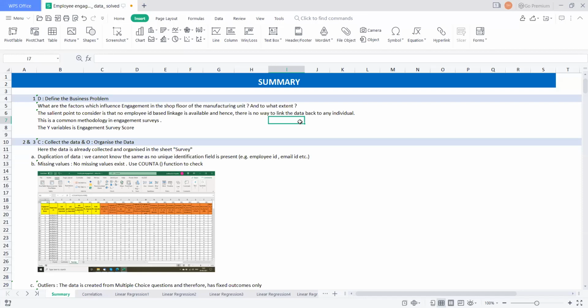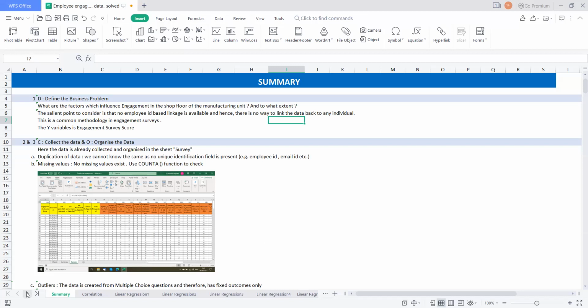So the business problem was pretty simple. Which are the factors that influence the engagement on the shop floor of a manufacturing unit, and to what extent? The salient point to consider is that no employee ID linkage is available. So there is no way to link the data back to any individual here. And this is a common methodology in engagement surveys. The Y variable is an engagement survey score.